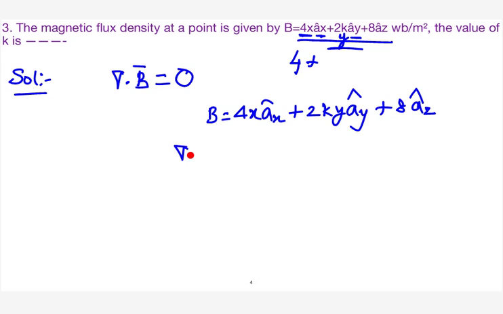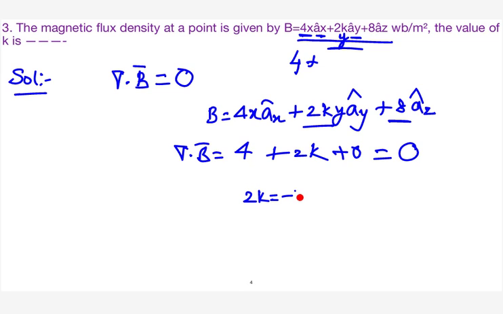So the divergence of this will become 4 plus 2K, and the differentiation of a constant is 0. So your divergence of magnetic flux will be 0. So 2K will be minus 4, and K is equal to minus 2.